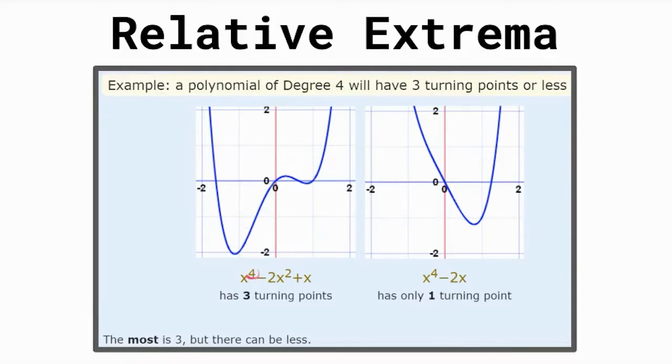There are some times where it's a degree of 4, but there's only 1 turn. So you could have less, and that's kind of what it says there. A polynomial of degree 4 can have 3 turns, or it can have less than 3 turns. It has to have at least 1. It could have 2, it could have 3, it could have 1, but it can't have 0 because then it wouldn't work. But the most is 3. It cannot have 4. That's impossible.